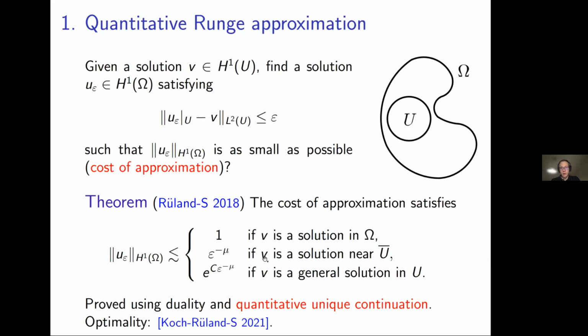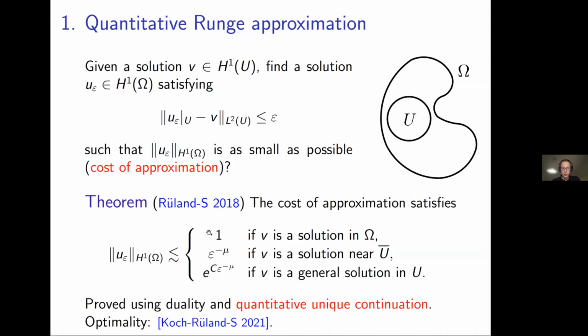But then if you have a function V which is a solution in some neighborhood of U bar, but the solution does not extend to a solution in omega, then the cost of approximation is polynomial in 1 over epsilon. And in the worst case, if you have a solution in U which does not extend into a solution in a neighborhood of U bar, then the cost of approximation is exponential in 1 over epsilon.